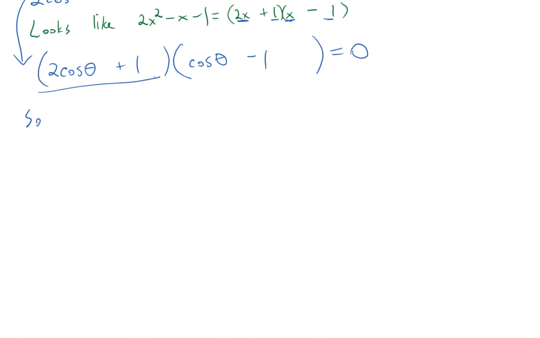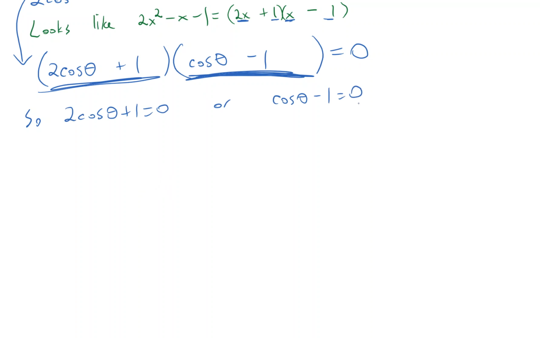conclude that one of my two factors has to be 0. One of the two things that multiplies together has to be 0. So I can say 2 cosine theta plus 1 has to be 0, or cosine of theta minus 1 has to be 0. And now let's work on the left equation first. I'll subtract my 1 and divide by 2 to get cosine theta by itself. Okay. On my second equation, I'll add 1 to see that cosine of theta equals 1.